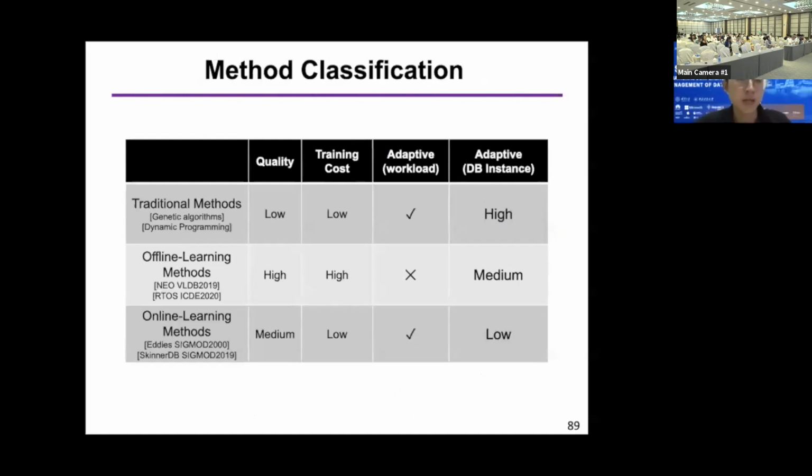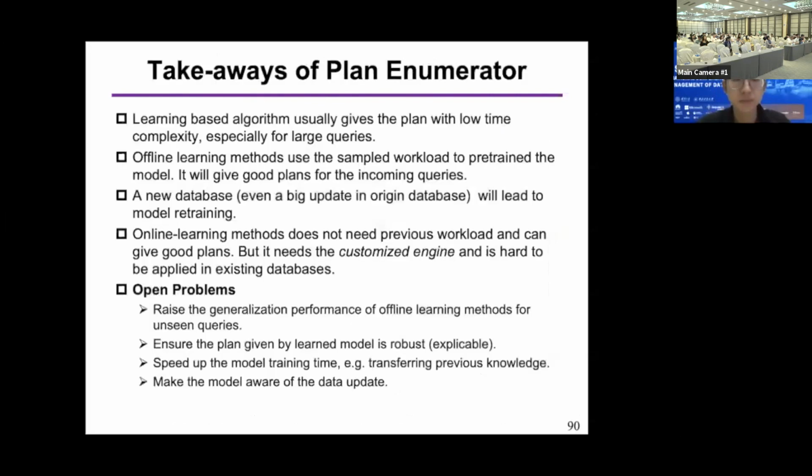This table summarizes different methods for join order selection and plan enumeration. We can find that the learning-based algorithm usually gives the plan with low time complexity, especially for large queries. And the offline learning methods use the sample workload to pre-train the model. They will give very good plans for the incoming queries on the same data size. And a new database will lead to model retraining for both the offline and online methods.